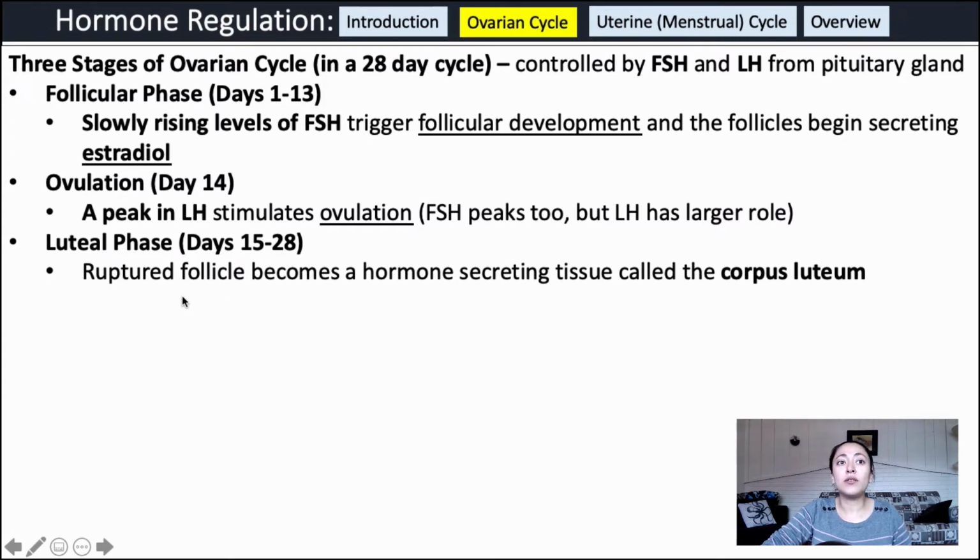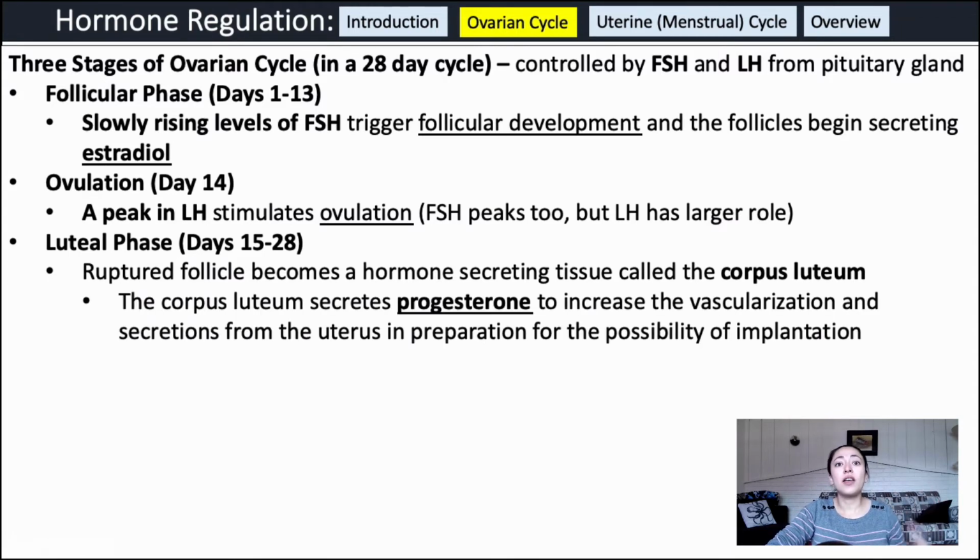What causes the luteal phase, again, is that ruptured follicle becomes a hormone-secreting body that sticks around in the ovaries called the corpus luteum. Now remember that the corpus luteum secretes progesterone, and that progesterone increases the vascularization and secretions from the uterus in preparation for the possibility of implantation happening based on the release of that secondary oocyte during ovulation.